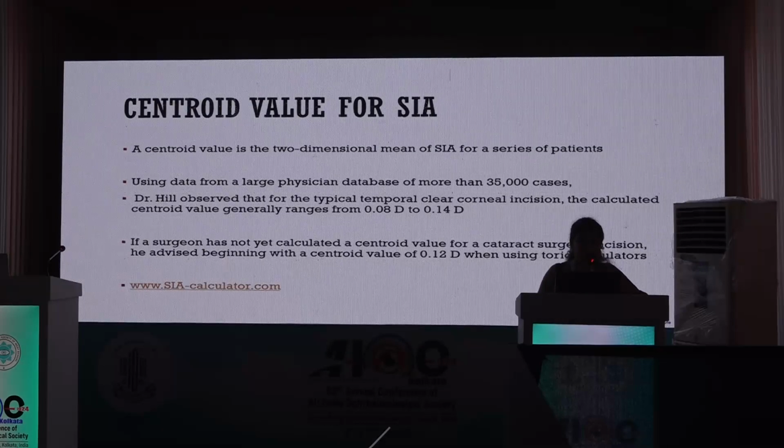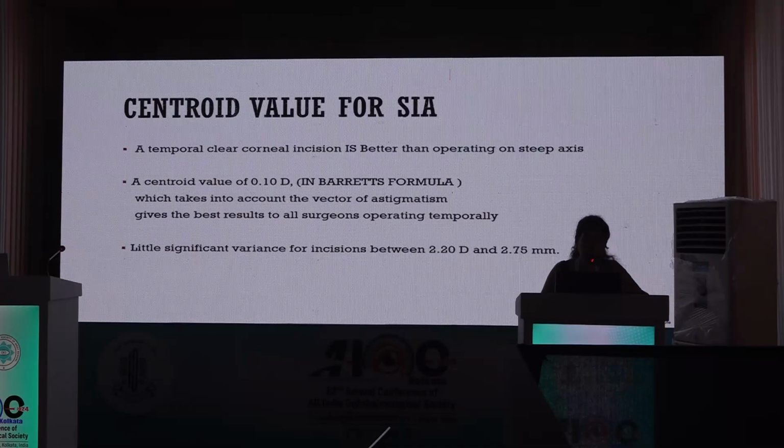So what happened is Dr. Hill observed that if you're going with a temporal clear corneal incision and you use a centroid value between 0.08 to 0.14, then most of the surgeons are falling in that group. So what he suggested is that if you have not gone ahead and calculated your own SIA, then you could use a mean centroid value of 0.12 while using the toric calculators. And he suggests that using the temporal clear corneal incision.